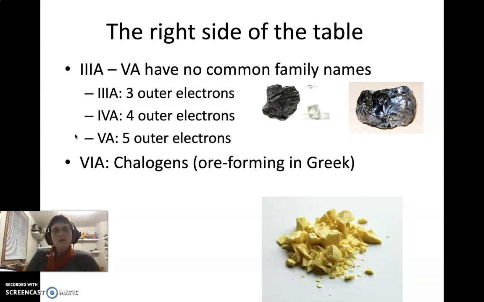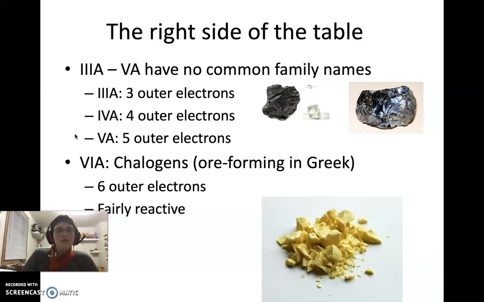So that means that we've now gotten to our next group that actually has a name. So 6A, which are the chalcogens. These are what we call ore forming. Actually, chalcogen in Greek means ore forming. So these guys have 6 outer electrons. I know, shock. So these are fairly reactive. So they have 6 outer electrons. We'll talk more, especially in the next chapter, about why having 6 outer electrons makes you very reactive.